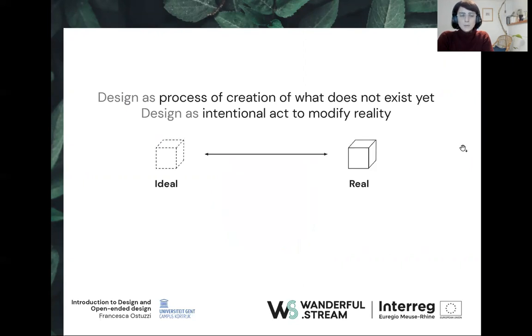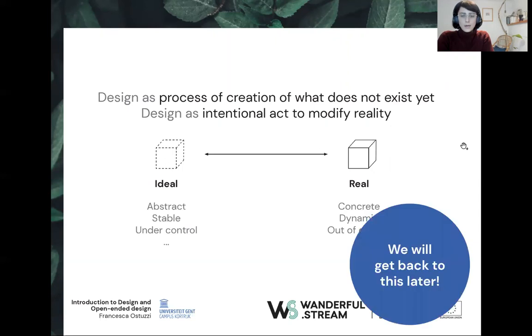While we design, we have a very interesting friction and tension between what is ideal and what is real. What is ideal is abstract, rather stable, under control, and of course it's in our head, in our theories. What is real is concrete, dynamic, and very often out of our control. I'm going to get back to this tension later on in the presentation.